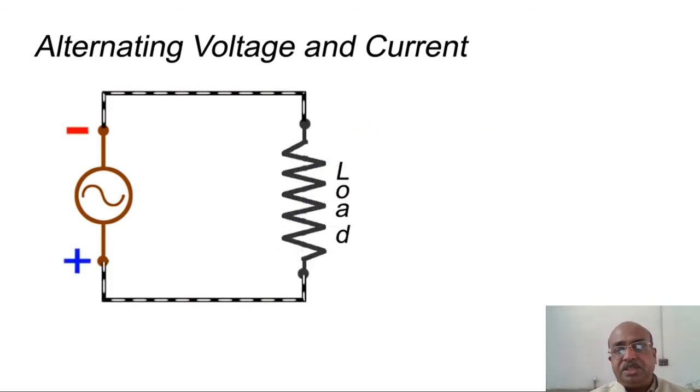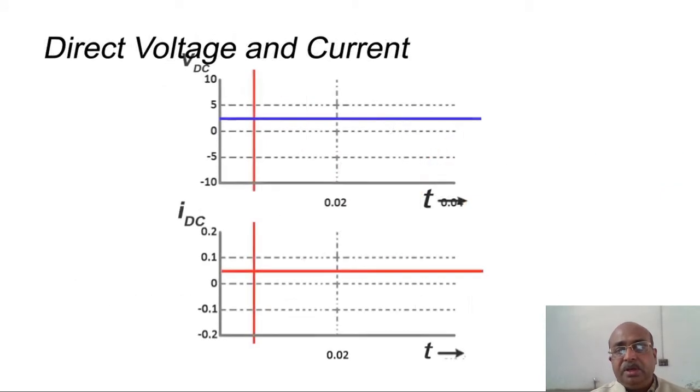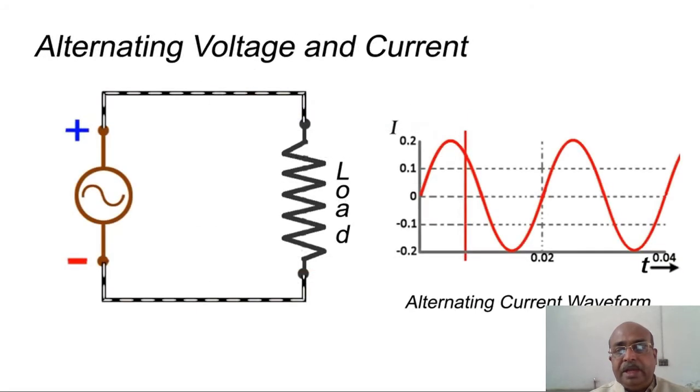If we attach a load to an AC voltage, then what happens? You can see the AC voltage is pulsating, with its amplitude changing in the positive and the negative direction.